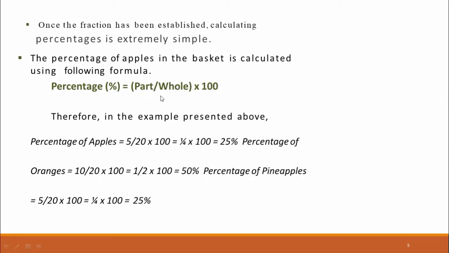In this formula, there are three unknowns: percentage, part, and whole. 100 is known. So when two of these quantities are given, then we can easily find the third unknown quantity.